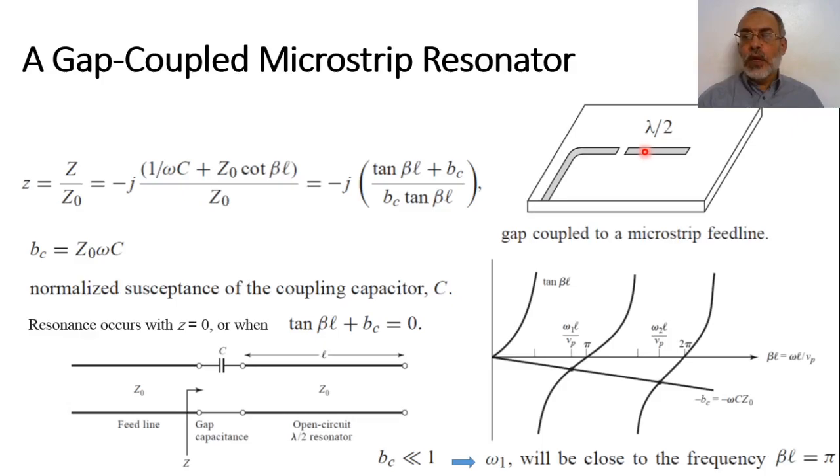Now, assuming that we are going to excite this lambda over 2 open circuit transmission line to a feeding microstrip line through this gap, the equivalent circuit looks like this. Here is the feeding transmission line of characteristic impedance Z0, and here is the equivalent capacitance of the gap, and this is the open circuited resonator of length L, and the length here is lambda over 2.